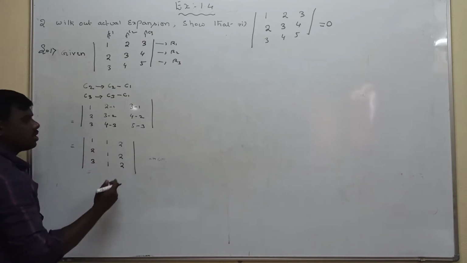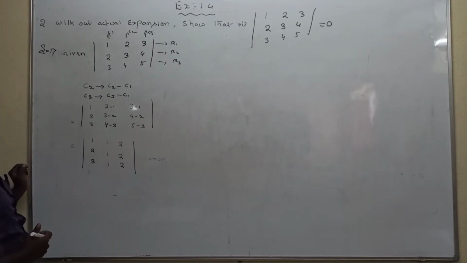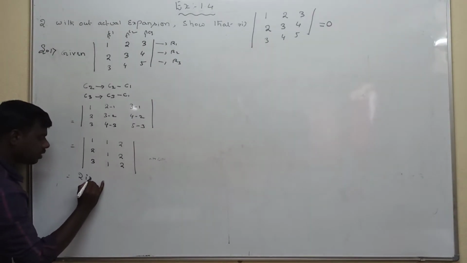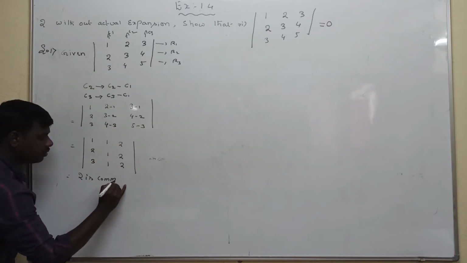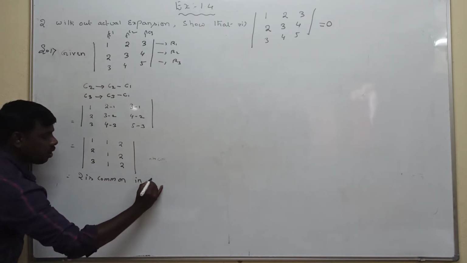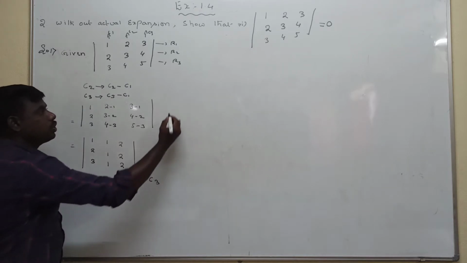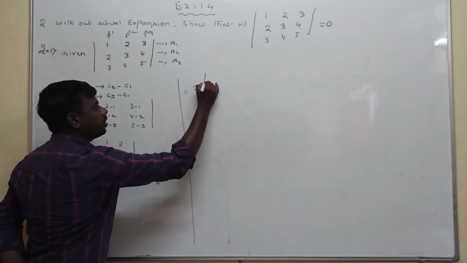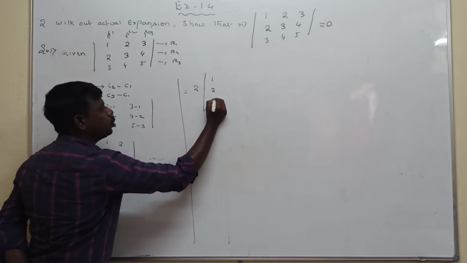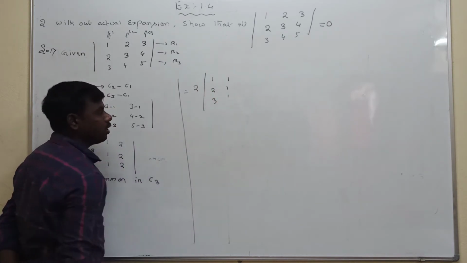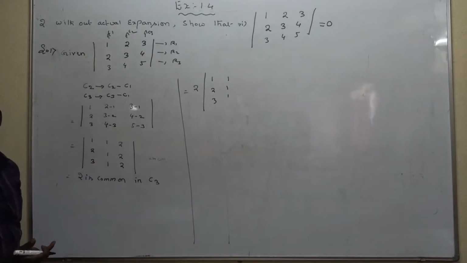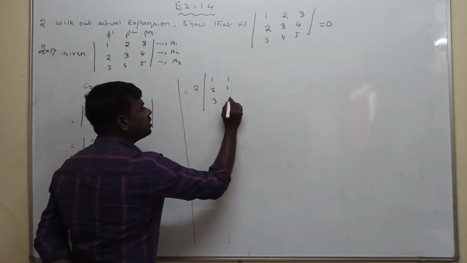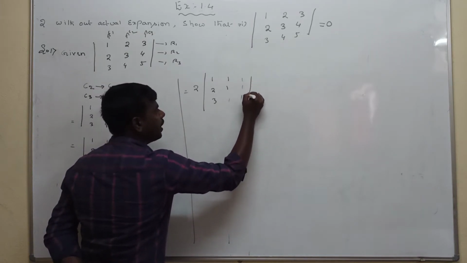Now, in the third column, what is common here? 2 is common, so we take 2 common outside from the third column. So the determinant is 1, 2, 3, 1, 1, 1. Now, taking 2 common outside from the third column, what is left of the elements here? Only 1 is left.